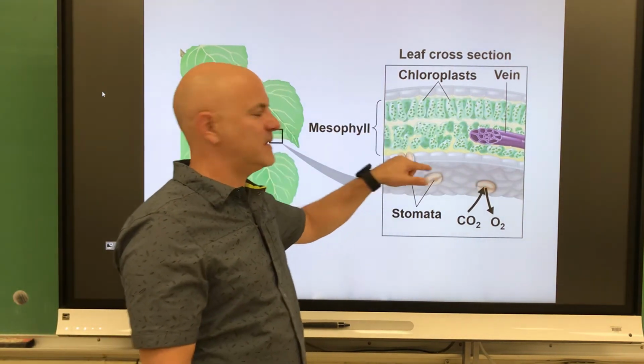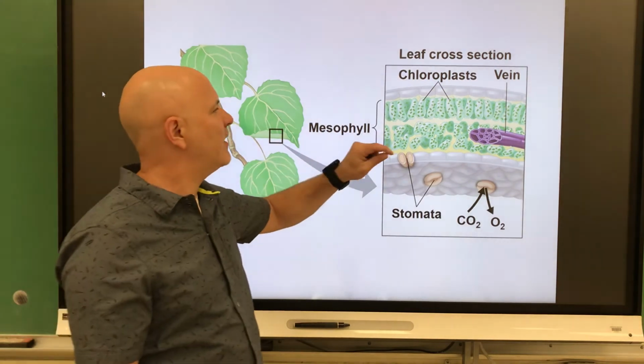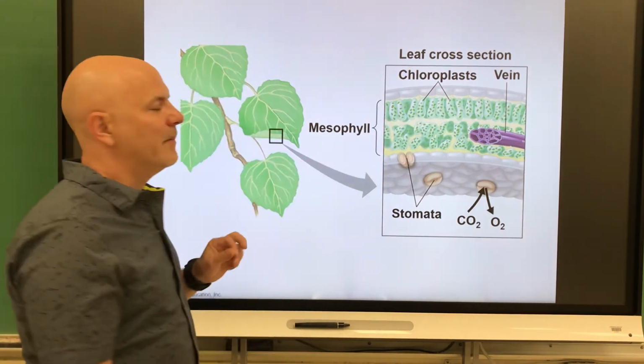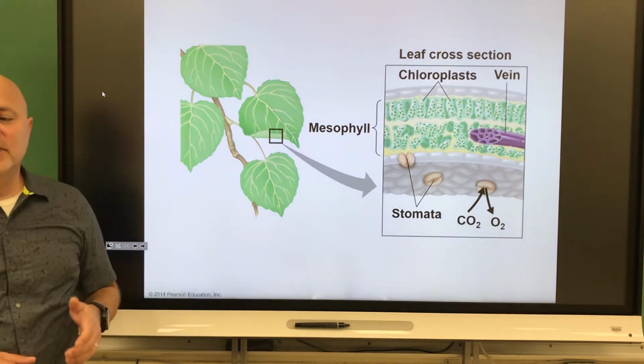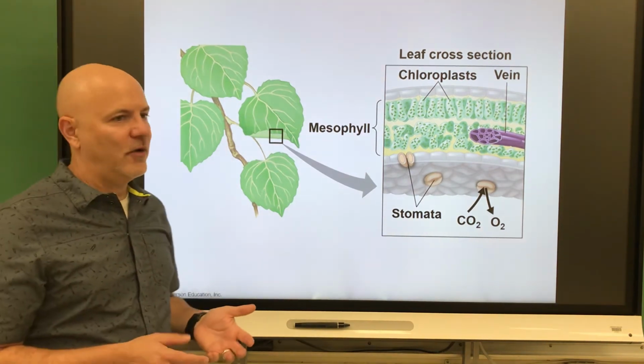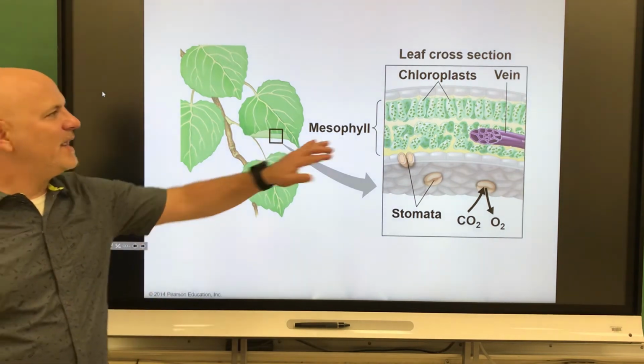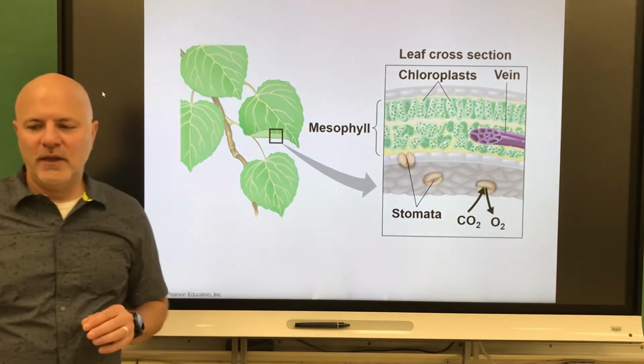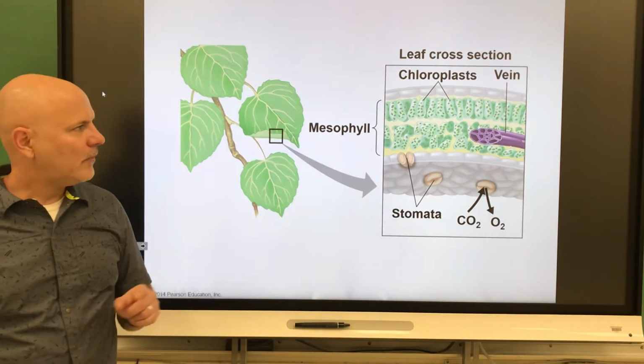They have an epidermis, an outer protective layer, just like we have an epidermis, but the inner layer is called the mesophyll. So the mesophyll is a green tissue in the interior of a leaf. And this is the main site of photosynthesis occurring, right? And these cells are just packed with chloroplasts.